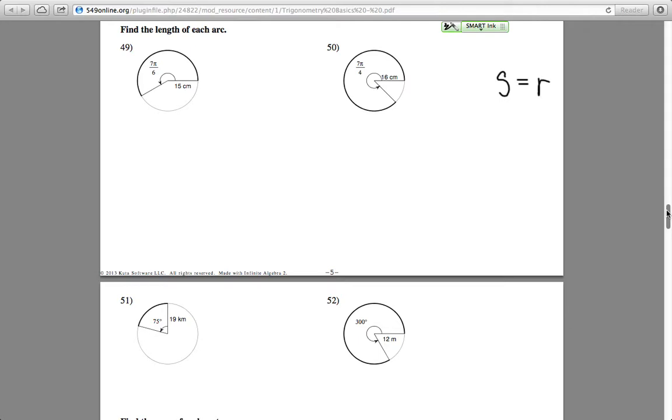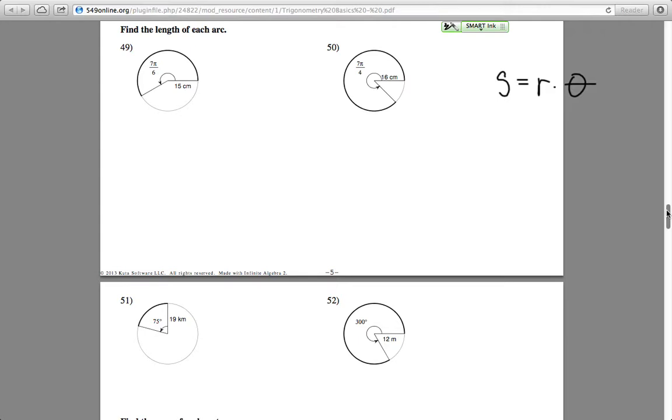S equals R times theta. What does S stand for? Arc length. What does R stand for? Radius. What does theta stand for? The central angle, but it has to be in what? Radians. So S is arc length, R is radius, theta is the central angle in radians.